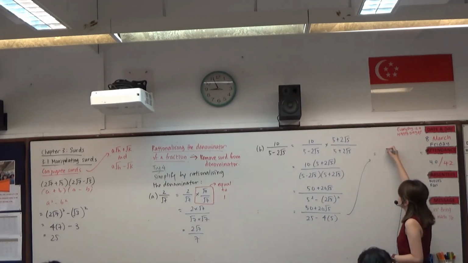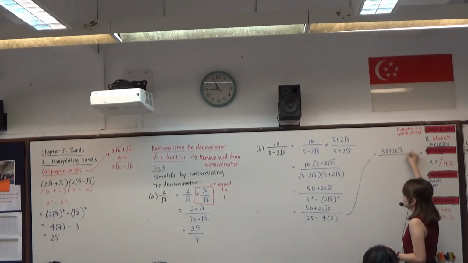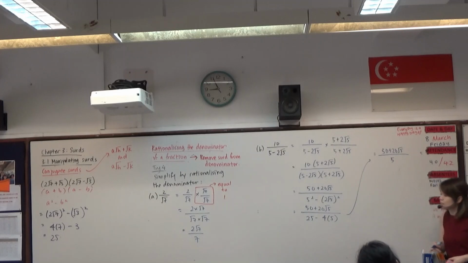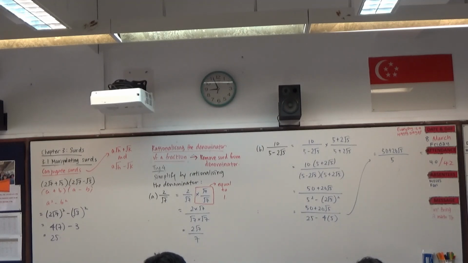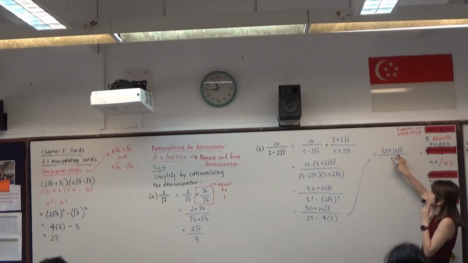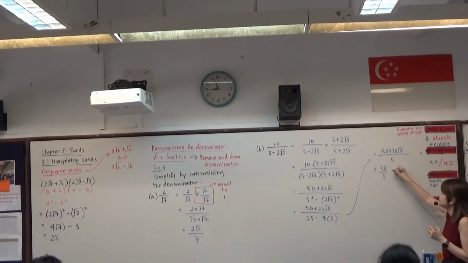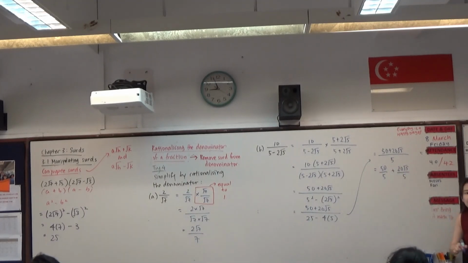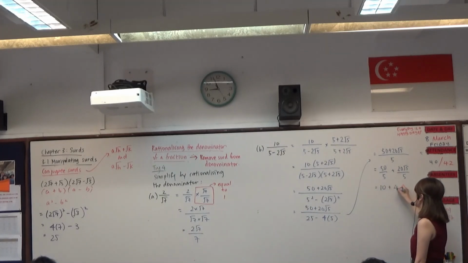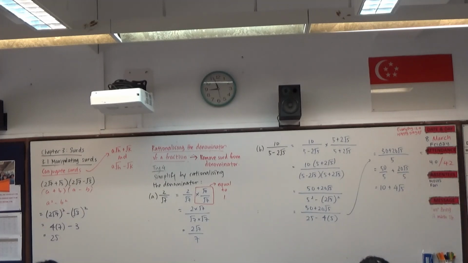And then we can achieve 25 minus 20, that will give us 5. But is this the most simplified? We divide: 50 divided by 5 plus 20 root 5 divided by 5. So 50 divided by 5 is 10, 20 divided by 5 is 4. So the simplest answer will be 10 plus 4 root 5. Questions?